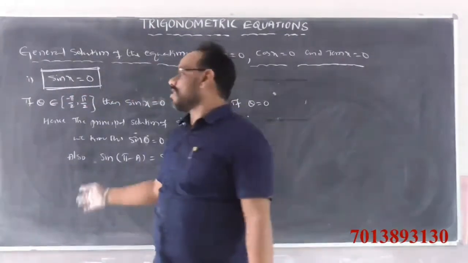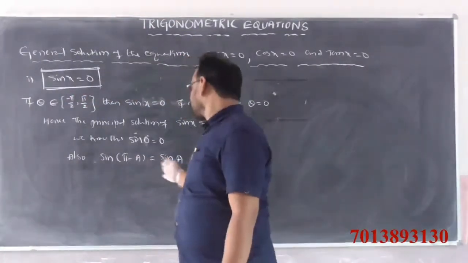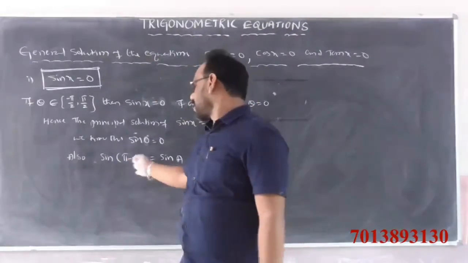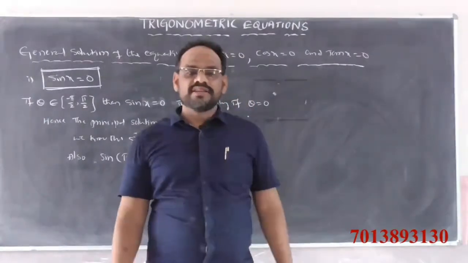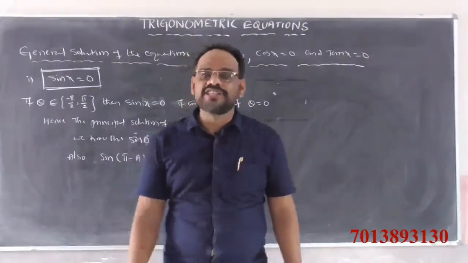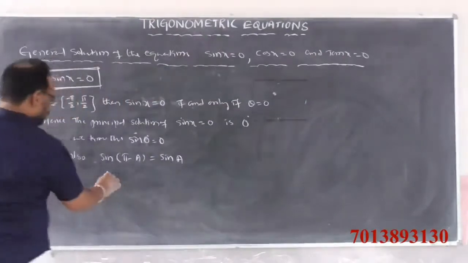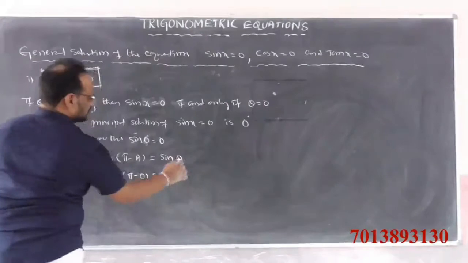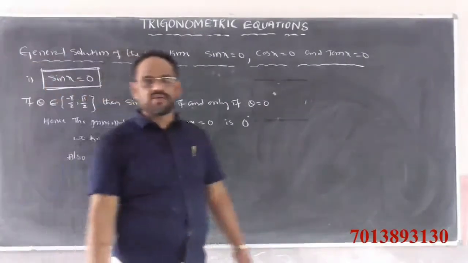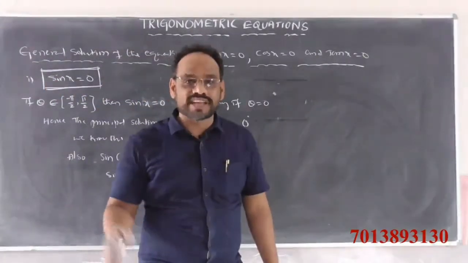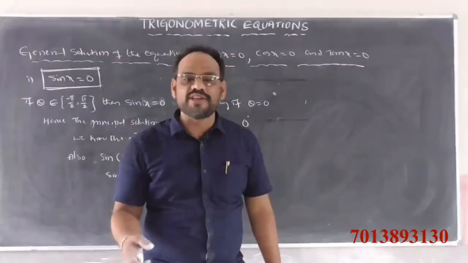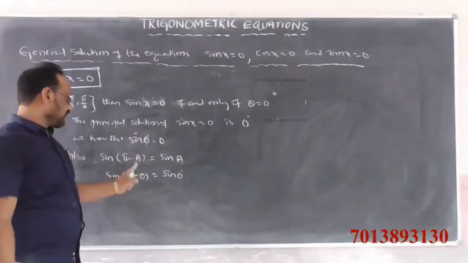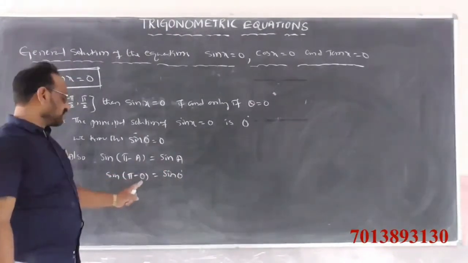In the second quadrant, sine is positive. So sin(180° − θ), that is sin(π − θ), is clearly sin θ. That means sin(π − 0) is also sin 0 only. So sin(180° − θ) equals sin θ.